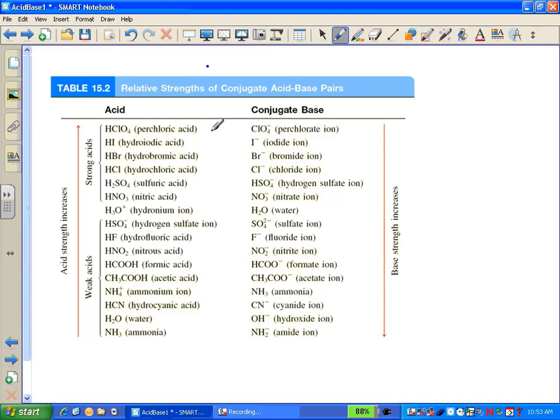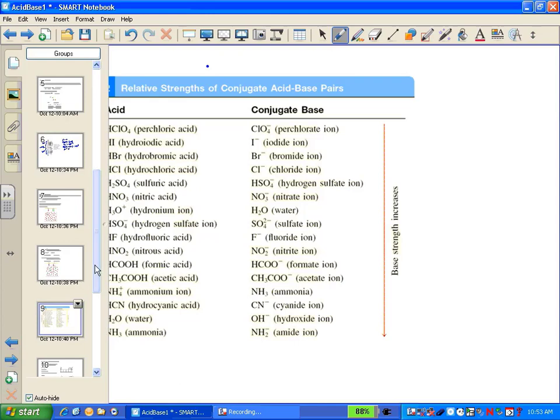Now when you're looking at a conjugate acid-base pair, the stronger an acid is, the weaker its conjugate will be as a base. So the more likely this is to donate a proton, the less likely this is going to accept a proton. And that makes sense because the farther the reaction goes towards the products, the less likely the reverse process is going to be able to happen.